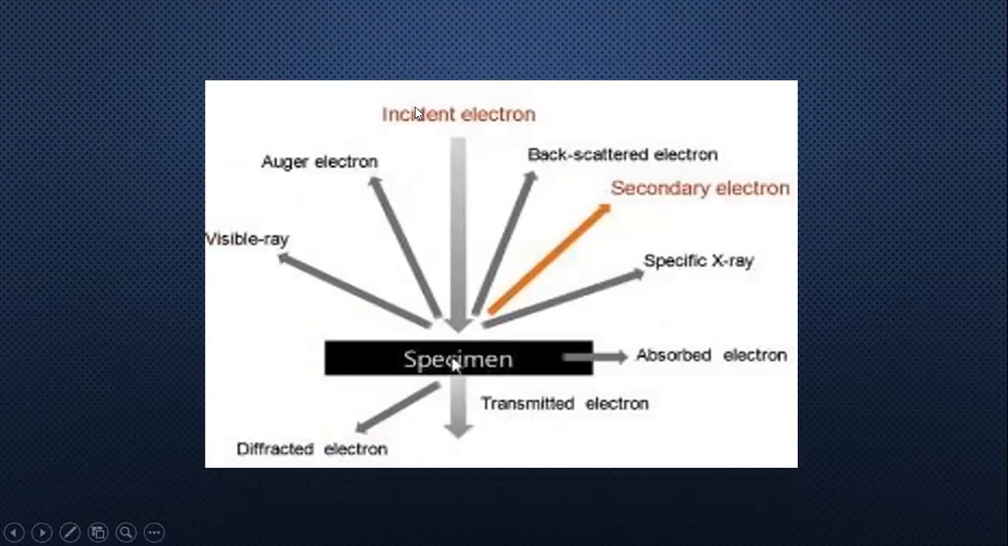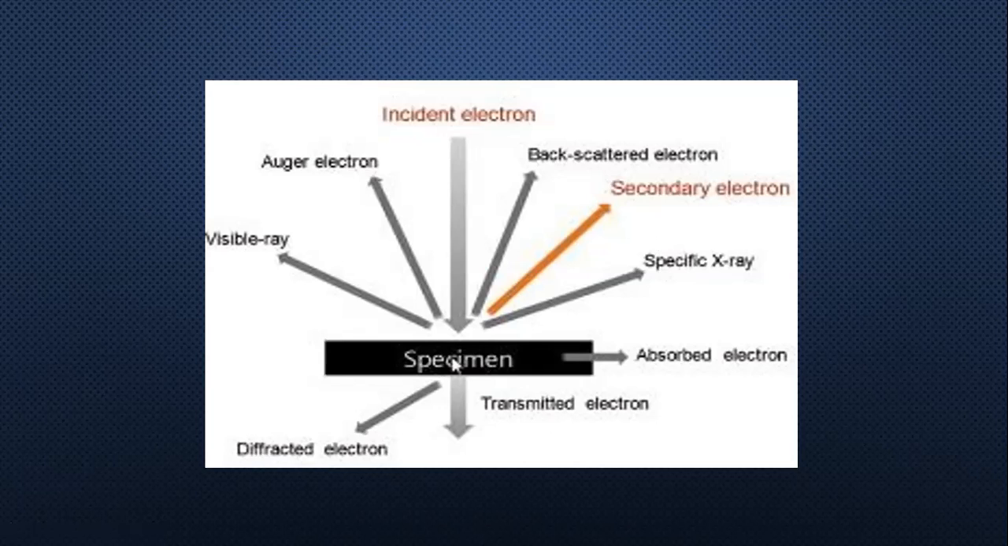As I am highlighting here, the main arrow is the incident electron. Some electrons may be backscattered in electron microscopy. Some may cause the production of secondary electrons, and some may produce specific X-rays. Some electrons may be diffracted from the specimen, and some electrons can pass through, which are called the transmitted electrons.